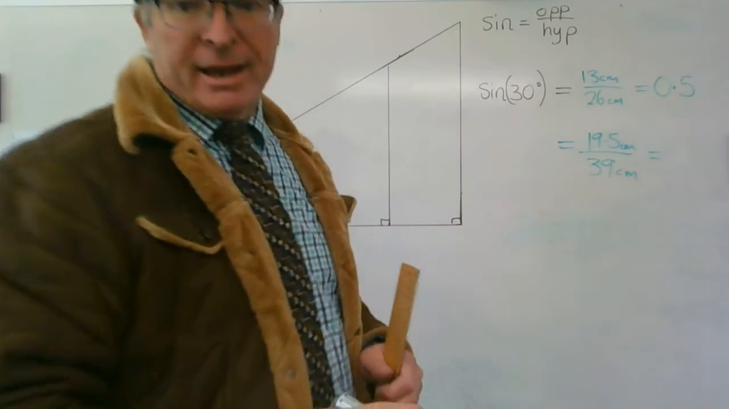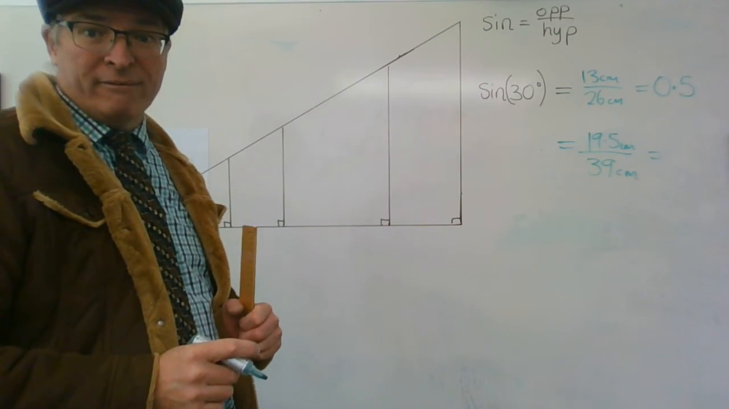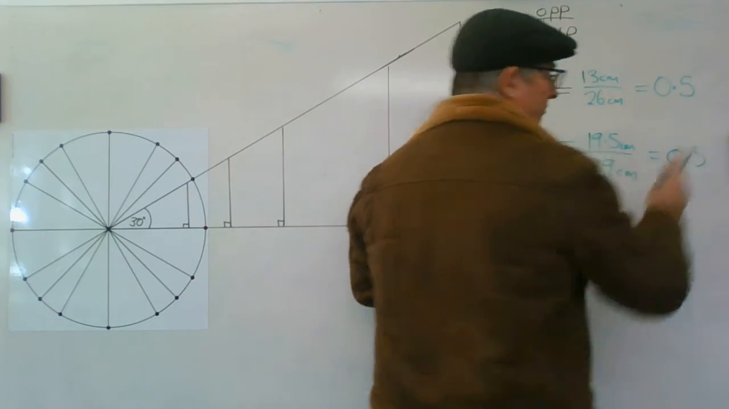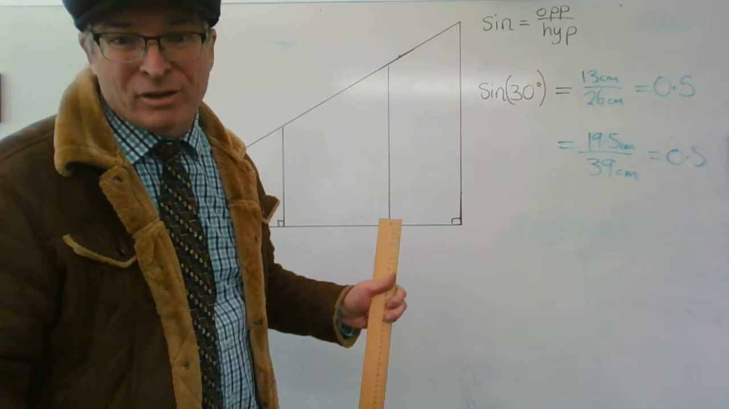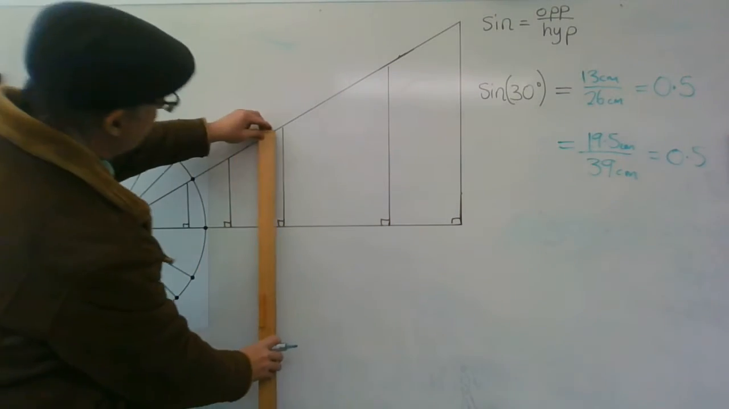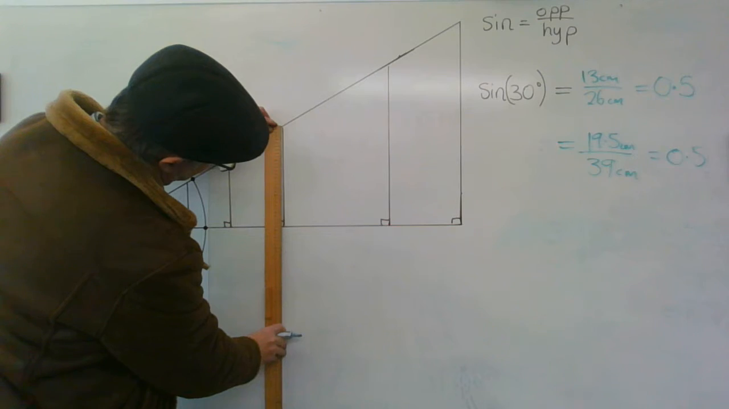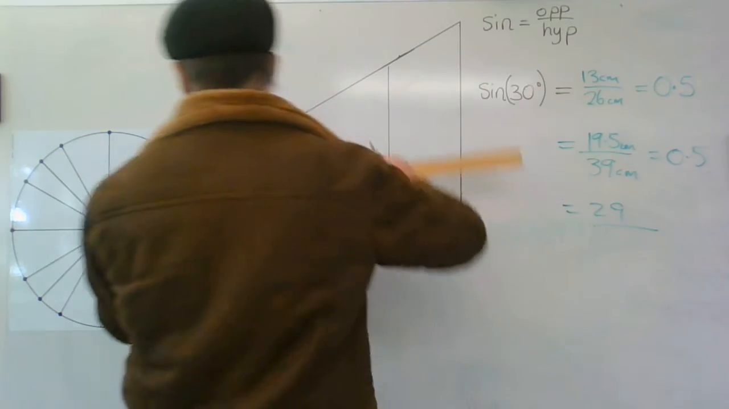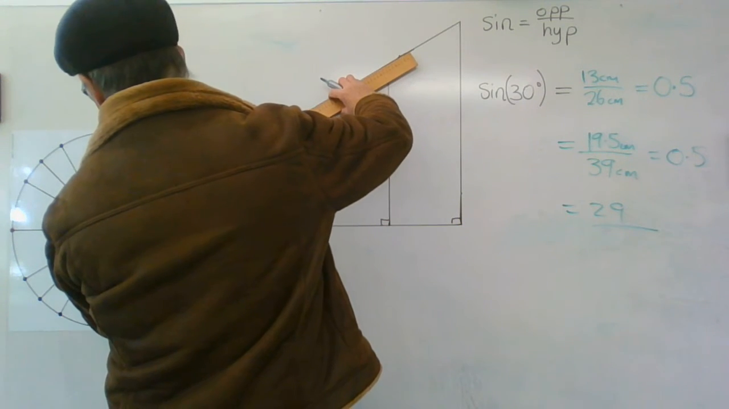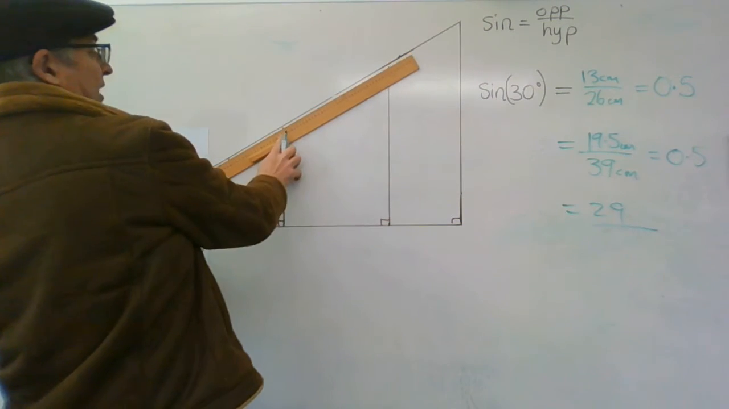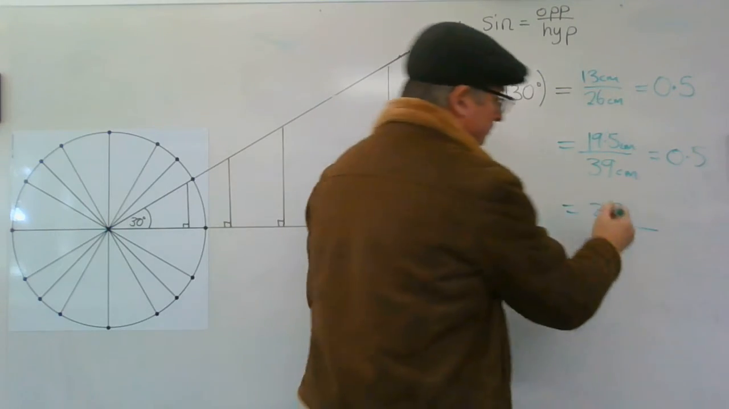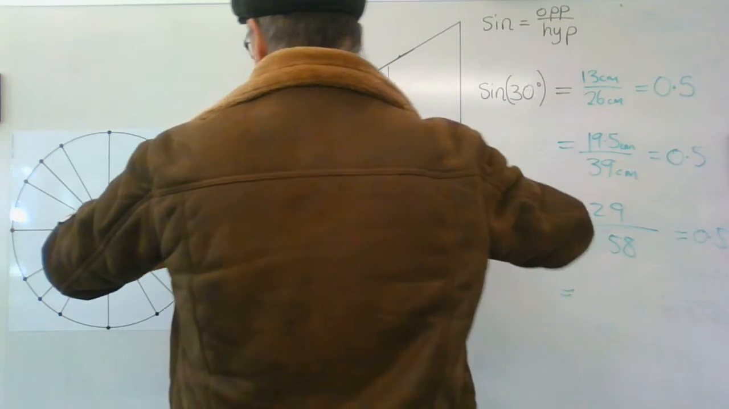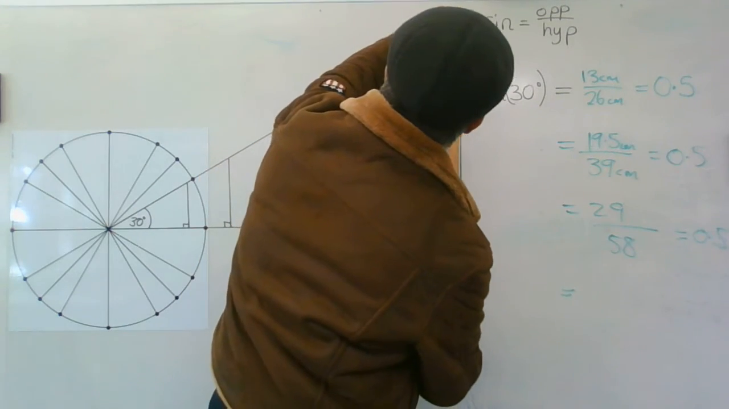Put that in the calculator if you need to. 19.5 on 39. 0.5. You knew that it'd be point. It's going to be 0.5 every time. But let's try the next one. 29, 58, 0.5. Let's try this really big one.